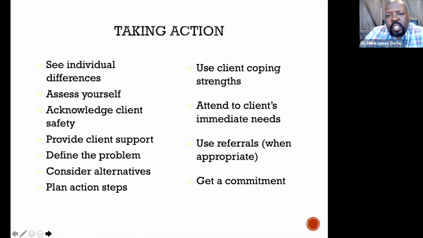And so this slide gives us a very good overview of some things we can do to take action as we see our clients are going through that crisis.